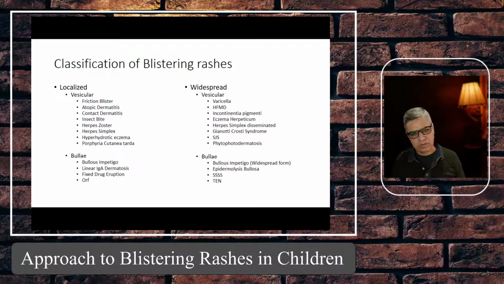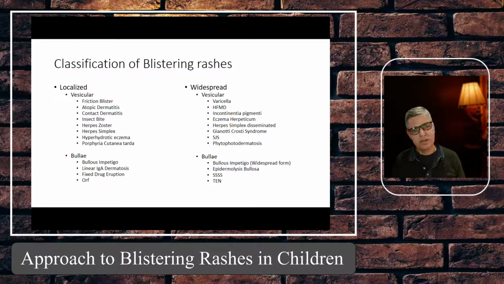Gianotti-Crosti syndrome is another presentation of vesicular rash in early childhood. It's also known as acropustulosis of infancy, and mostly it presents with papular and vesicular lesions, which are mostly confined to the acral parts, so it will be more on the feet and hands, but usually the spread is there on the rest of the body as well. It's an idiopathic condition, usually happens after viral illnesses, and sometimes can just present as an idiopathic condition as well.